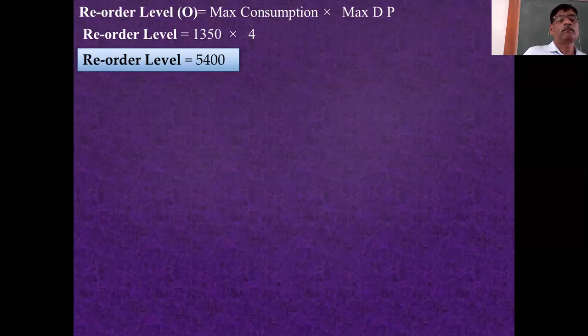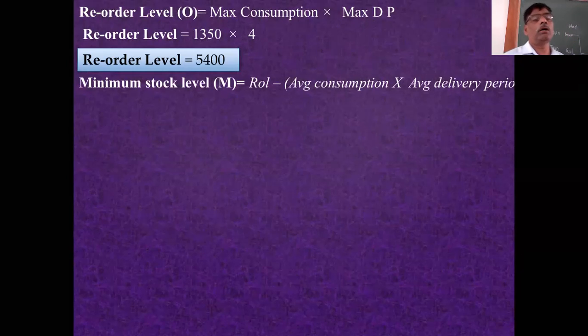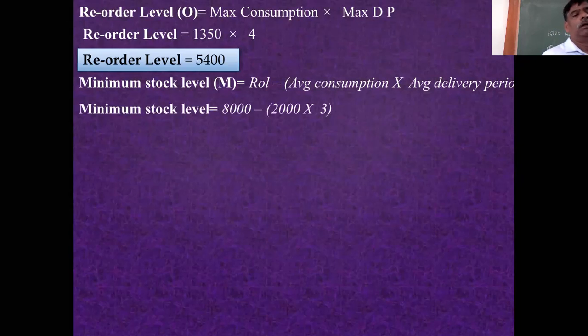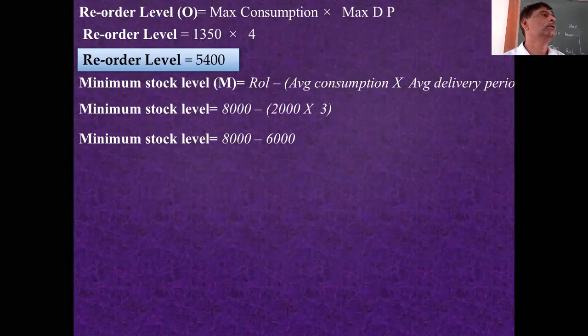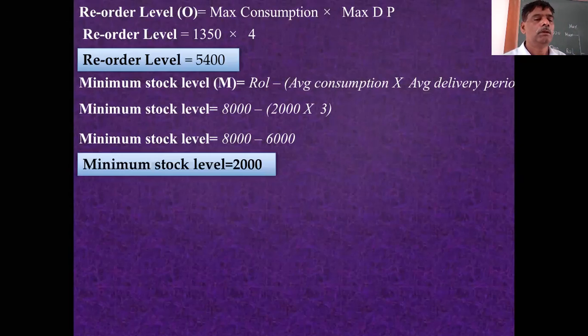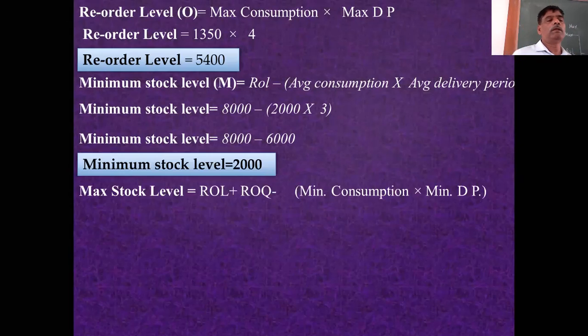5400. Clear? Then second is maximum stock level for M. While calculating the M, you write the equation and take the information from the M column. You fill the M column information. That is 8000, the ROL, minus average consumption 2000 into average delivery period 3. Okay, 8000 minus 6000, it is 2000. Then maximum stock level for O: ROL plus ROQ minus minimum consumption into minimum delivery period.